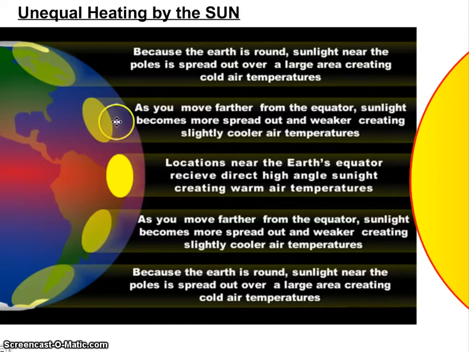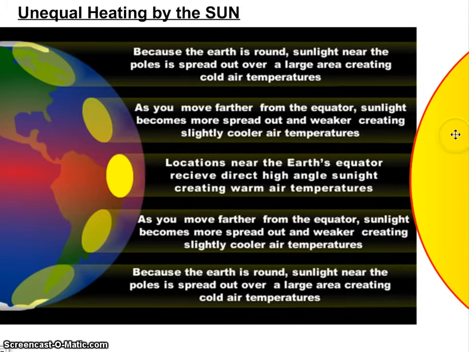So this is our zone right in this area. So it's kind of caught in the middle. It's not really cold like the poles, but it's not really hot either. So we have cooler air temperatures, or more comfortable. And then at the equator, where the sun is directly in line with, locations near the Earth's equator receive direct high-angle sunlight, which creates warmer air temperatures.